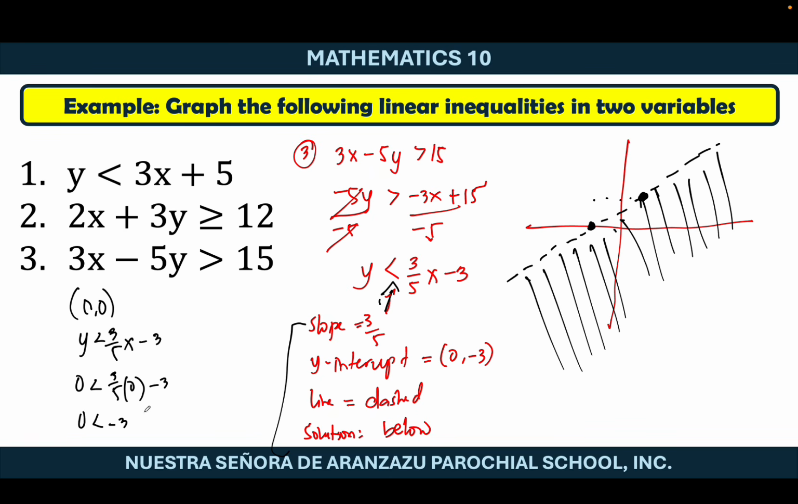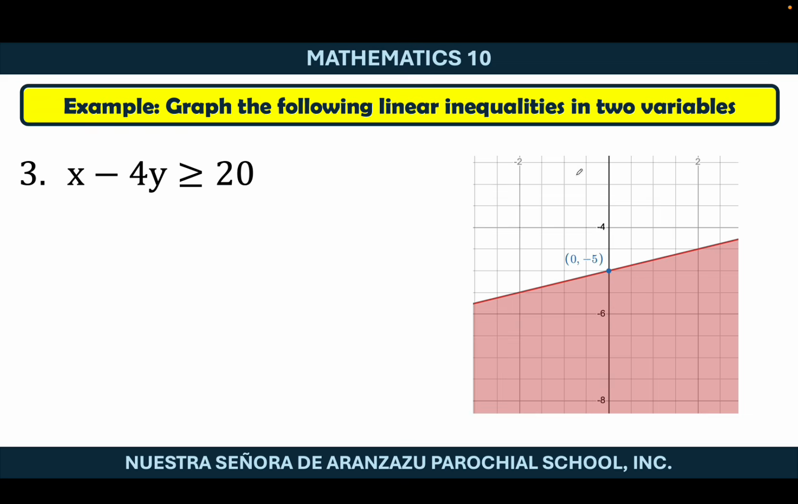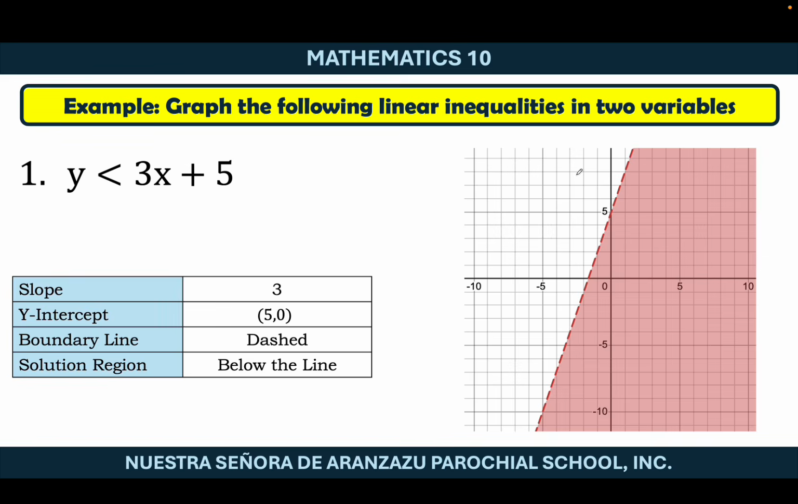Wait lang. Bakit siya nag-false? Zero is less than negative 3. No, it should be greater than. Try nga natin dito. 3 times 0 minus 5 times 0 greater than 15. So, 0 is greater than 15. False. Dapat sa taas to. Or check na natin number 3. Wala dito yung graph niya.